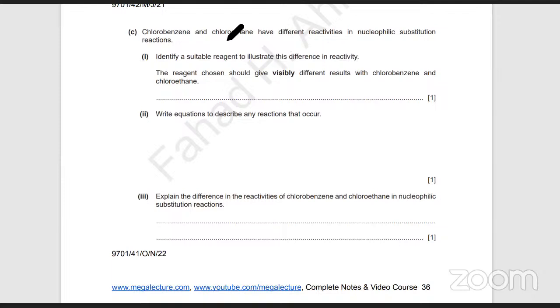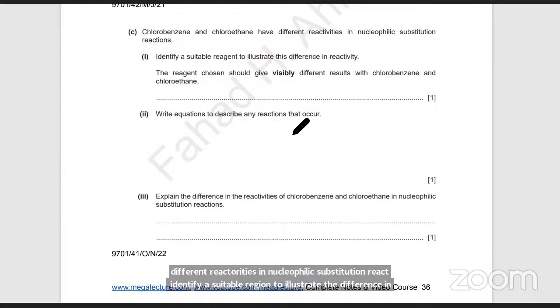अच्छा, अगला पार्ट है: chlorobenzene and chloroethane have different reactivities in nucleophilic substitution reactions. Identify a suitable reagent to illustrate the difference in reactivity. The reagent chosen should give visibly different results.